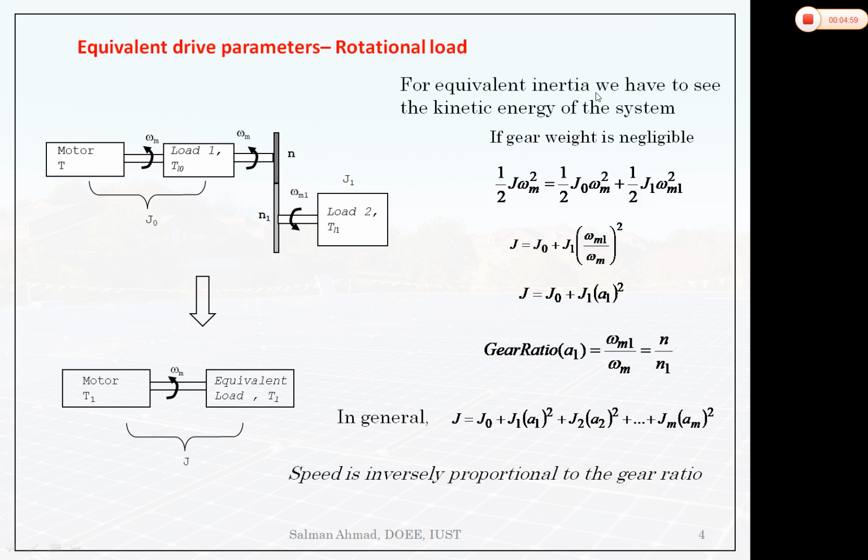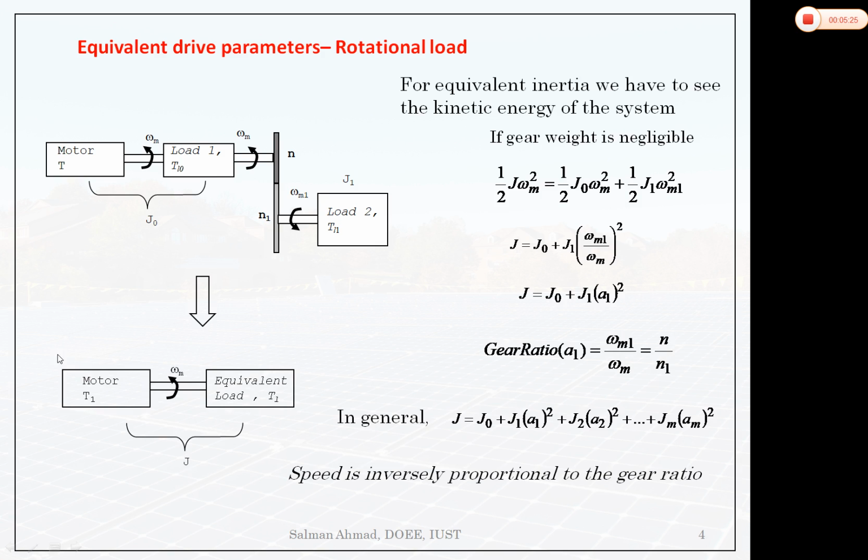For equivalent inertia we have to see the kinetic energy of the system. First we have to calculate the equivalent moment of inertia. We can calculate this from energy conservation. So the energy of this system will be equal to the energy of this system. The energy of this system will be half J omega m square, where the equivalent moment of inertia is J, rotating with speed omega m.